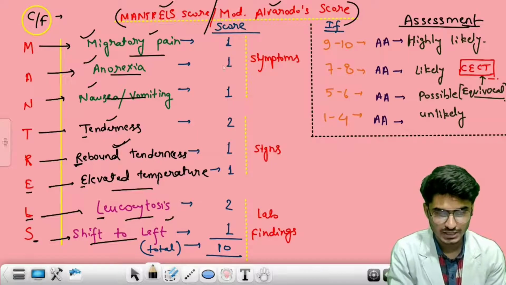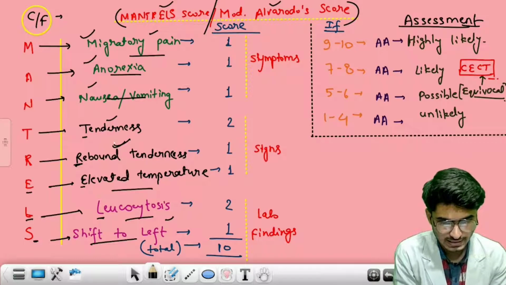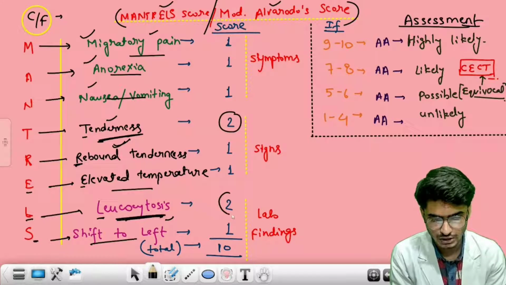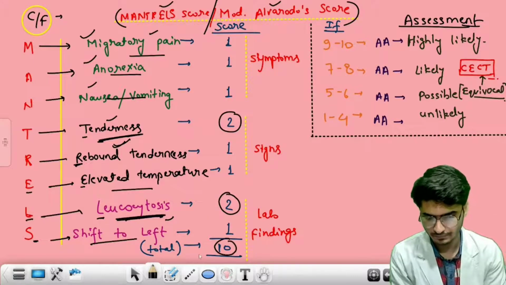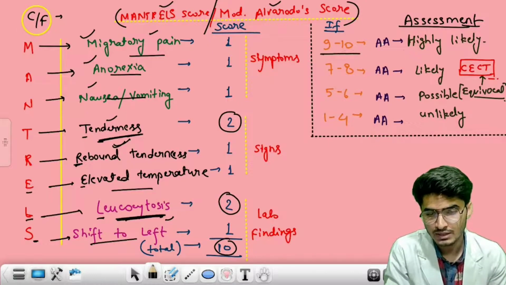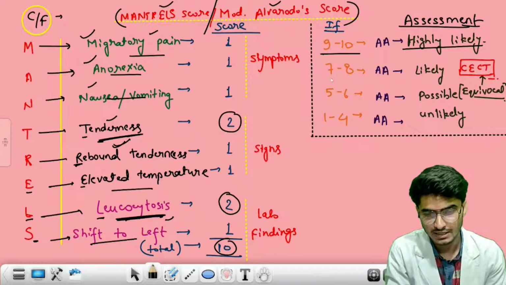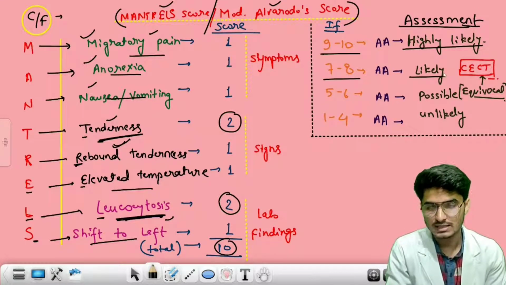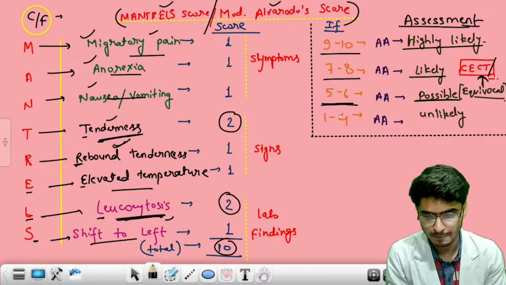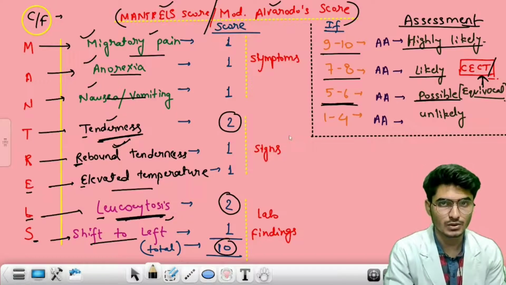Each and every point gives a score of 1 except the two: tenderness and leukocytosis, which are given a score of 2. So the maximum score possible is 10 here. If the score is 9 to 10, the diagnosis is highly likely with respect to appendicitis. If it is 7 to 8, the diagnosis is likely. If the score is 5 to 6, the result is equivocal. It can be appendicitis or may not be.